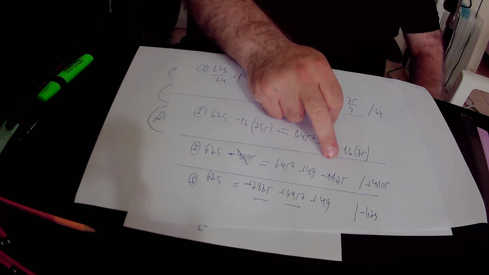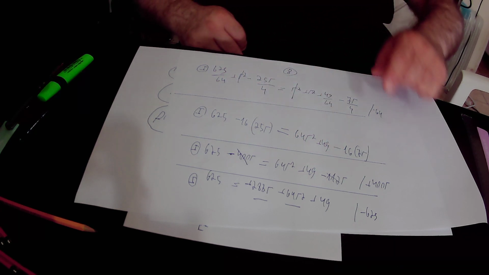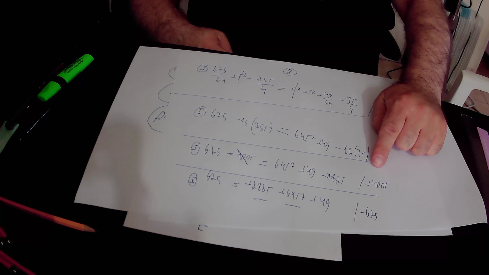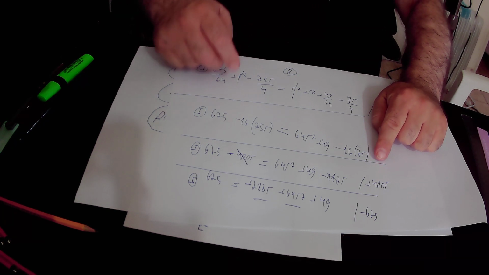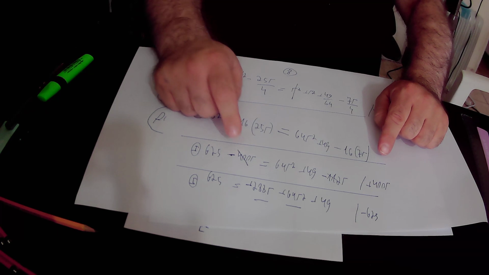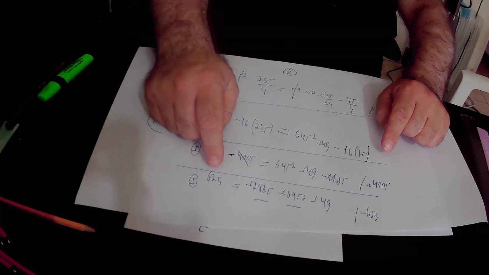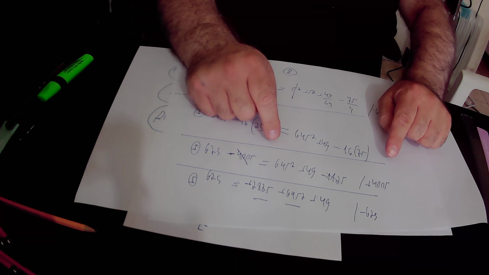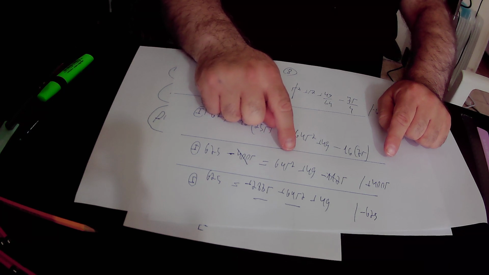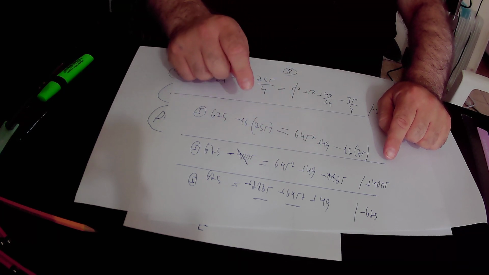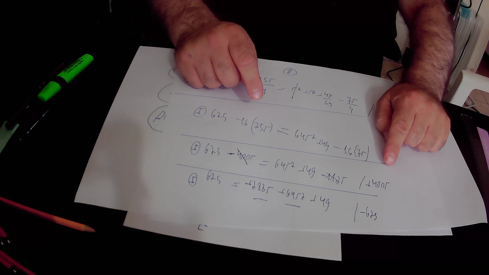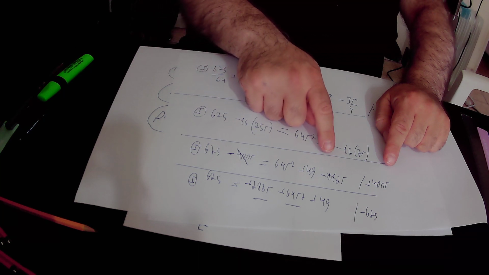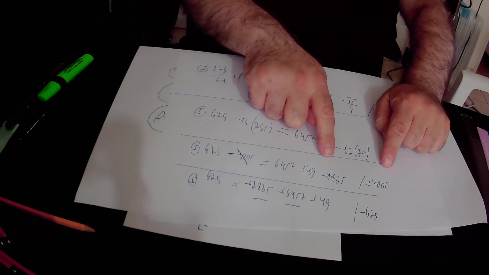Here we added 400r to equation number 1. So 400r minus 400r is 0, and we are left only with 625. On the other side of the equation we have 64r squared plus 49, and here we have 400r minus 112r. 400r minus 112r is 288r.